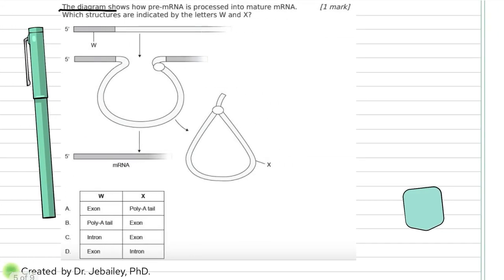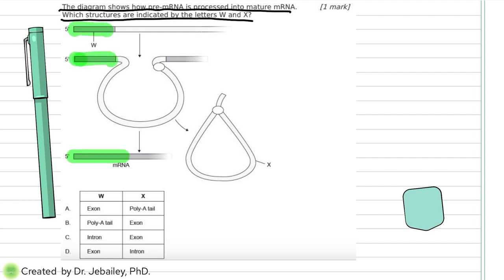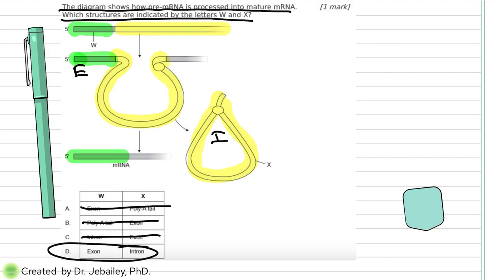The diagram shows how pre-mRNA is processed into mature mRNA. Which structures are indicated by the letters of W and X? If you look at W here, it's basically the dark area. It still stays on the mRNA. And then you have the white part here, which is highlighted in yellow, eventually is taken out. So obviously the mRNA keeps the exons and the yellow is the introns. So in the options that we have here, it's not exon, poly-A tail; exon, intron as a W, no, it's exon, so it's definitely D.